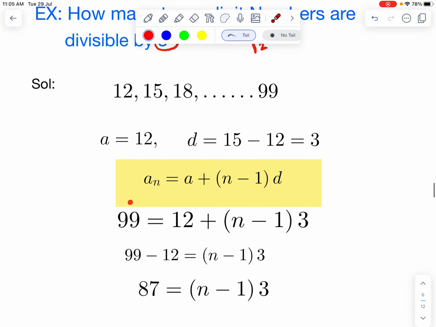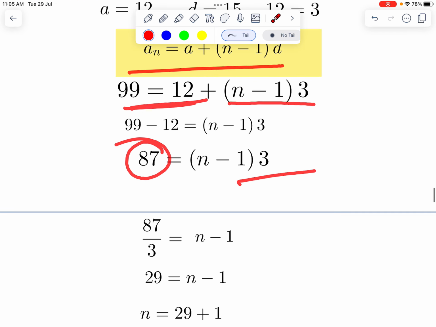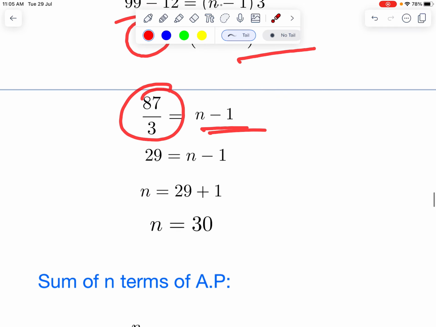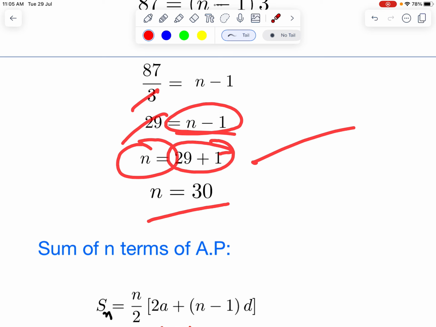We know the formula. Okay. Then 90 minus 3, 87 is equal to n minus 1 into 3. 87 by 3 is equal to n minus 1. Therefore, 29 is equal to n minus 1. Therefore, n is equal to 29 plus 1. Therefore, n is equal to 30.